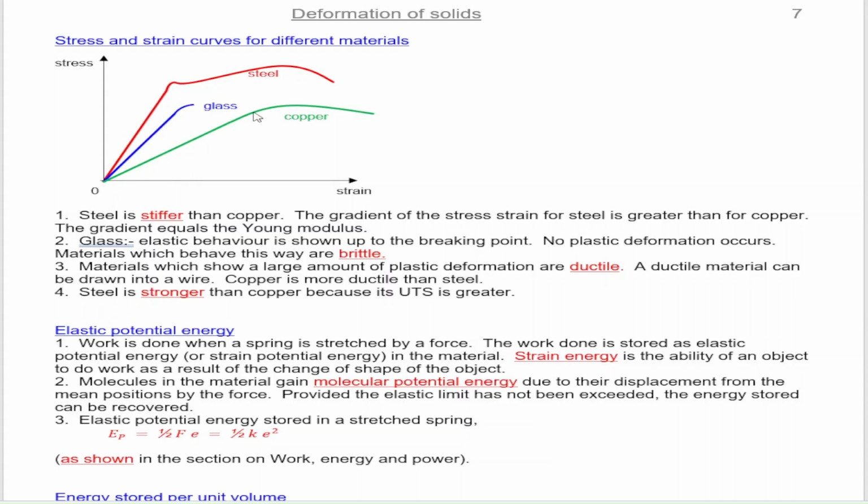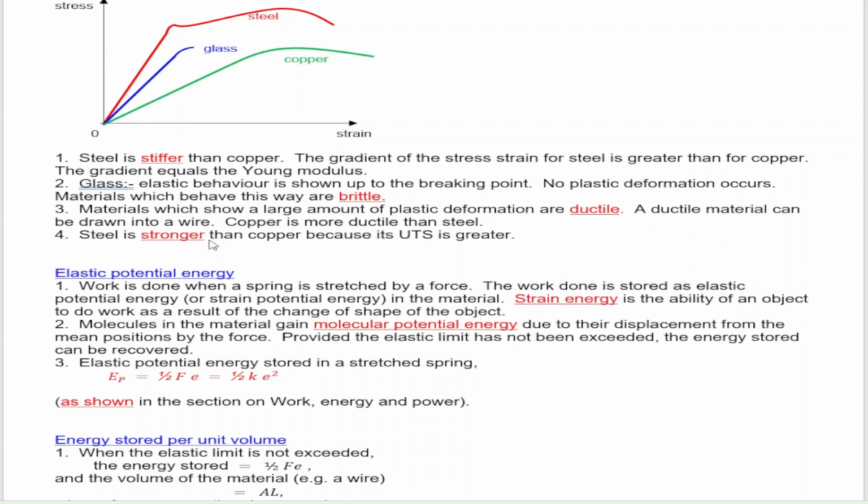So if you can look at the graphs here, the gradient gives you the Young modulus, stress over strain, remember. The steeper the gradient, the more the Young modulus, and also the stiffer the material is. So steel is stiffer than copper. The gradient is greater.